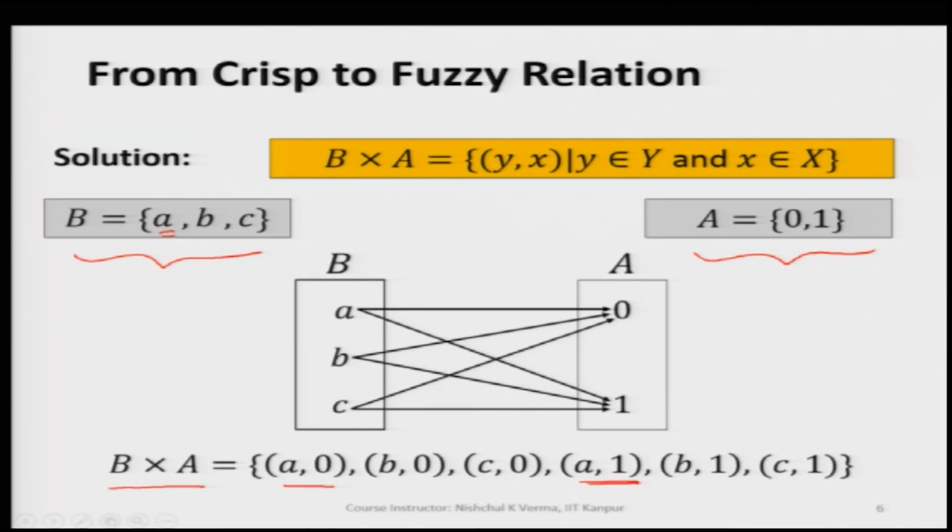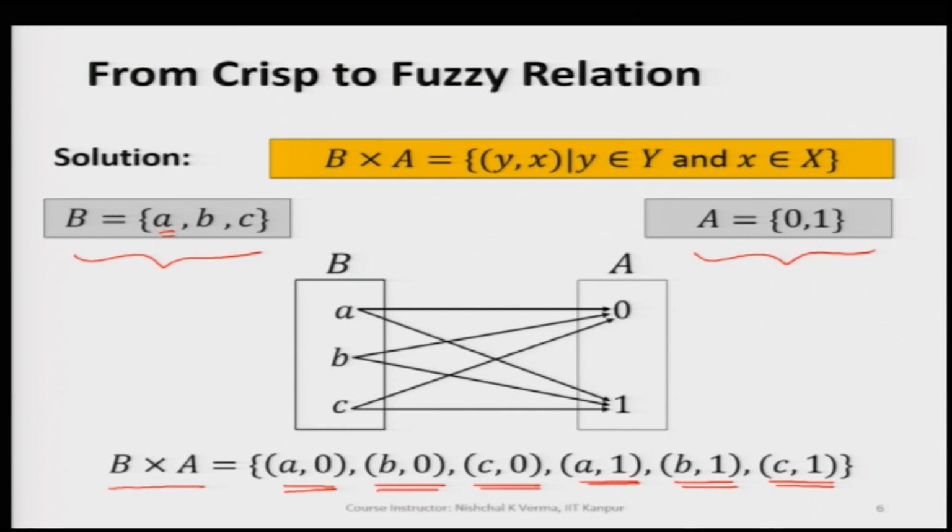So, like that we will be getting other pairs. So, we will have B comma 0 and then B comma 1, and then finally, with C we are going to get C comma 0 and C comma 1. So, this way we are getting 6 elements in the set which is the Cartesian product of B and A. So, what we are doing here is forming the ordered pairs of the elements that are coming from the first set and then the second set.